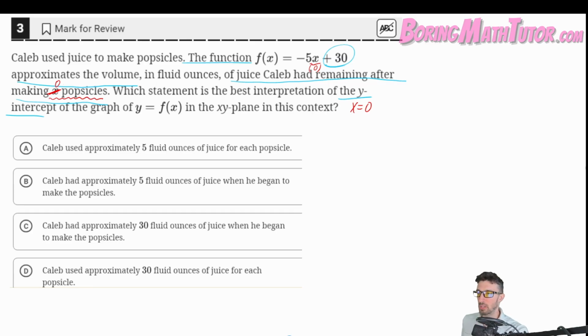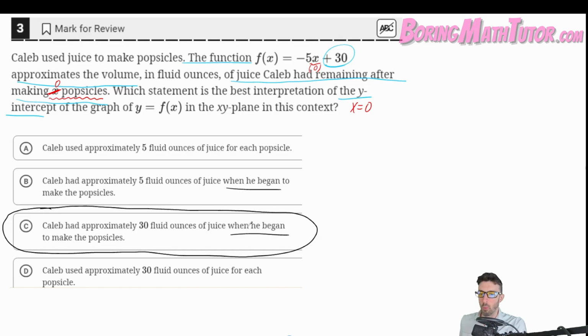In fact, we could say that that's when he began. And I'm seeing the words "when he began" here, and it looks like our answer is C. Caleb had approximately 30 when he began. Looking good.